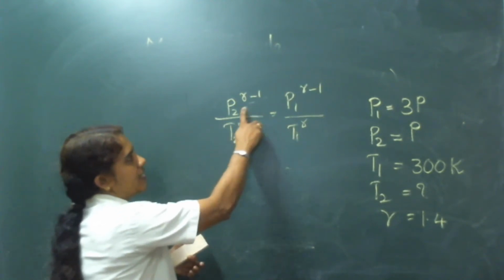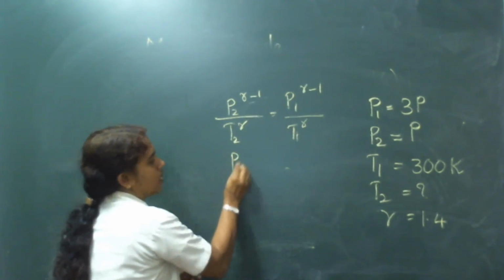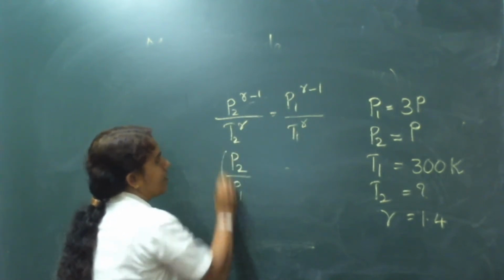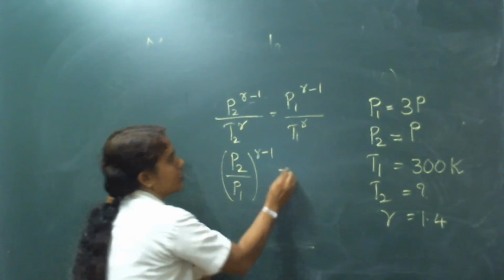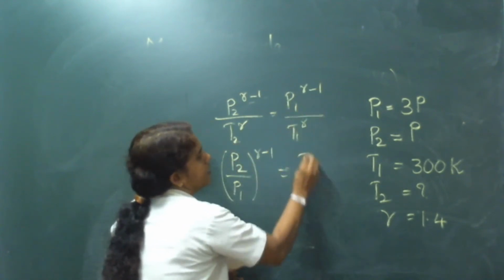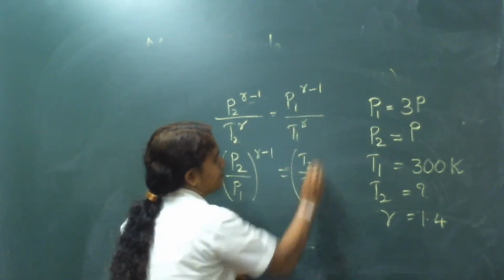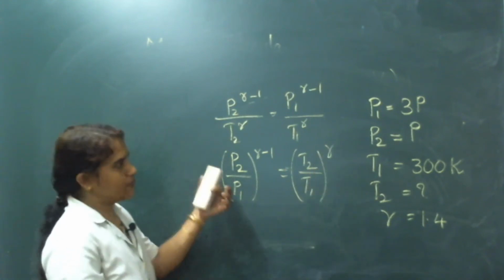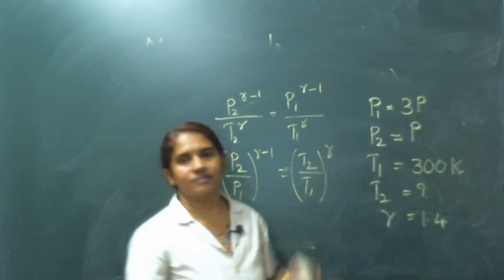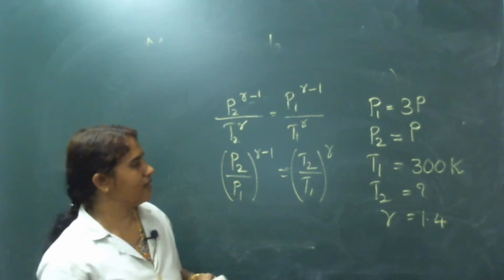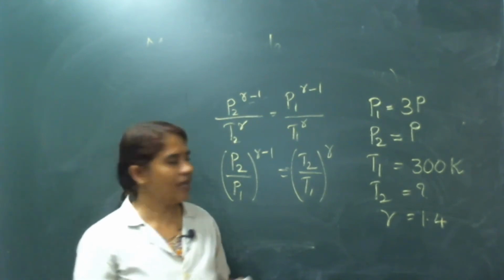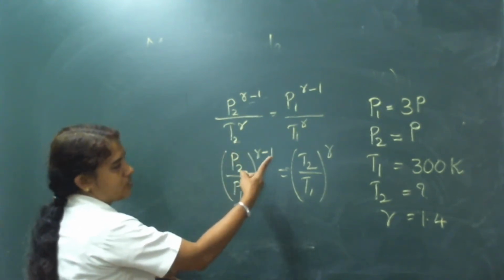So, we can choose the expression in terms of pressure and temperature. For calculating easily, P2 and P1 can be brought to one side. So, P2 by P1 raised to gamma minus 1 is equal to T2 by T1 raised to gamma. What is P2 by P1? What is P2 by P1? 1 by 3. So, 1 by 3 raised to gamma minus 1.